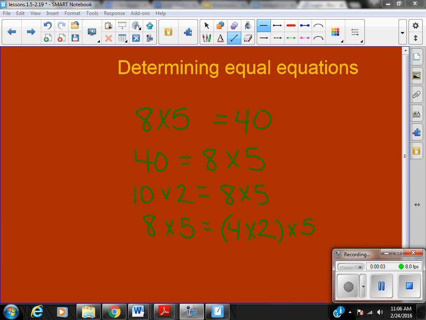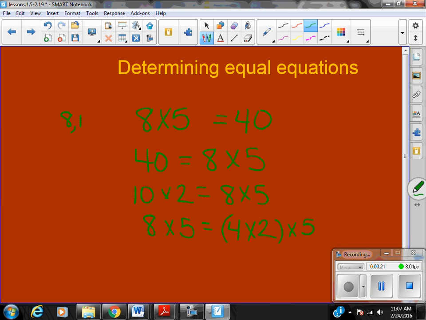Determining equal equations. So today I have a couple equations for you. Starting out with 8 times 5 equals 40. How do I know that this equation is true and it is indeed equal? Well, because if I count by 8 5 times, just checking myself, 8, 16, 24, 32, 40. That's 5 times. That does in fact give me 40.